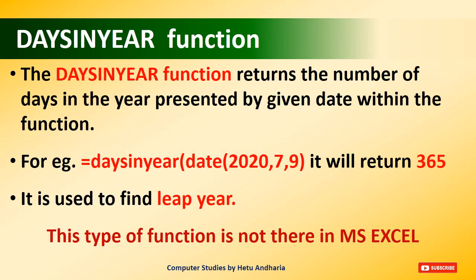Now the function is DAYSINYEAR. This function is not present in MS Excel. What does this function do? It returns the number of days in the year presented by a given date within the function. The usage of this function is to find whether a year is a leap year or not. The syntax is equal to DAYSINYEAR, and then you have to type a valid date inside that bracket.